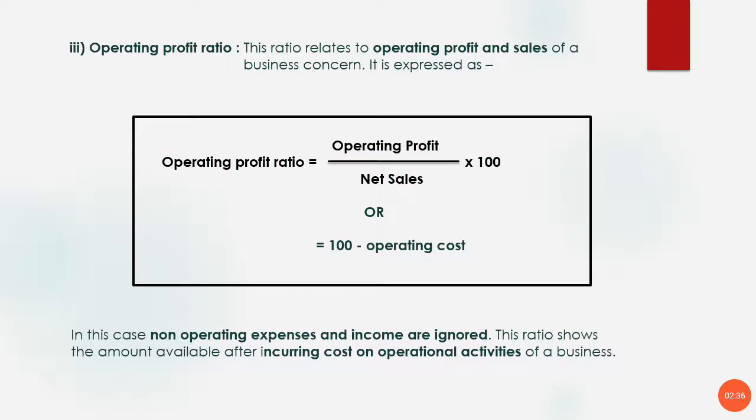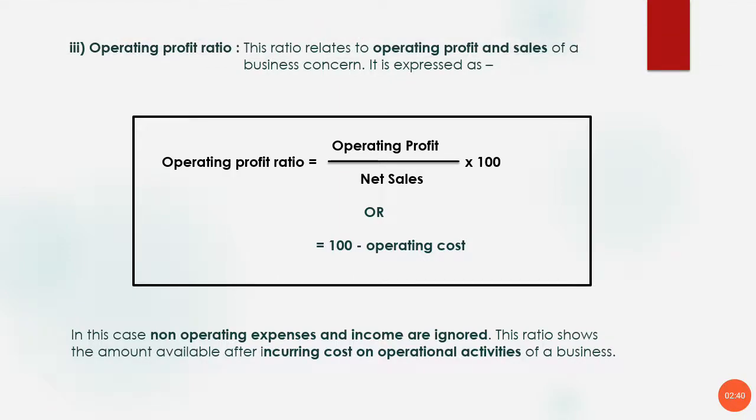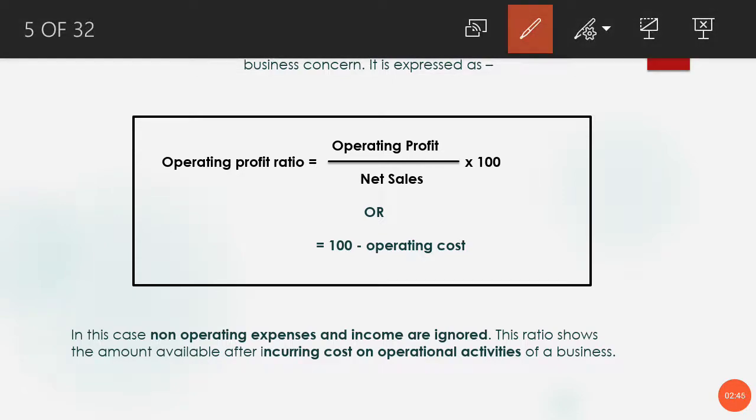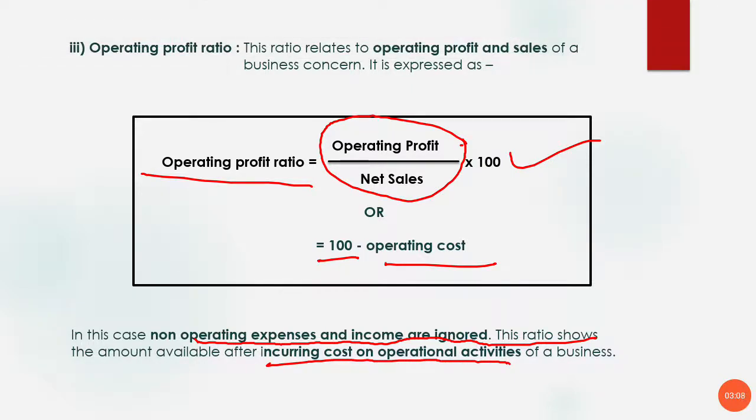3. Operating profit ratio. This ratio relates operating profit and sales of a business concern. It is expressed as operating profit ratio is equal to operating profit divided by net sales into 100, or 100 minus operating cost ratio. In this case, non-operating expenses and income are ignored. This ratio shows the amount available after incurred cost on operational activities of a business.